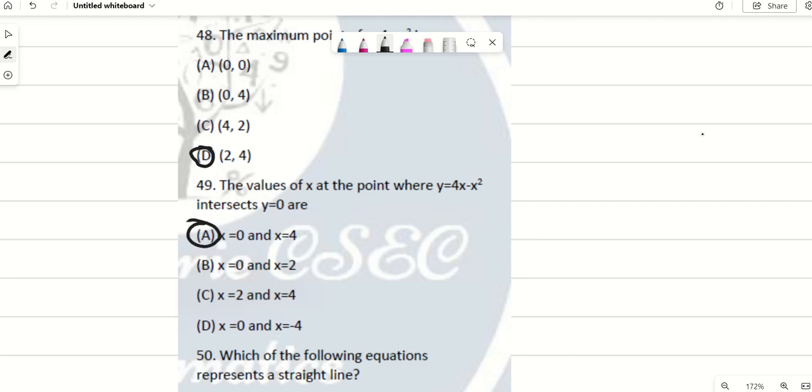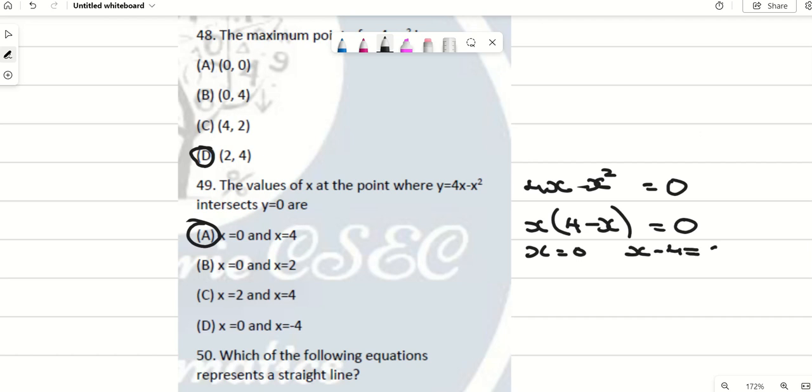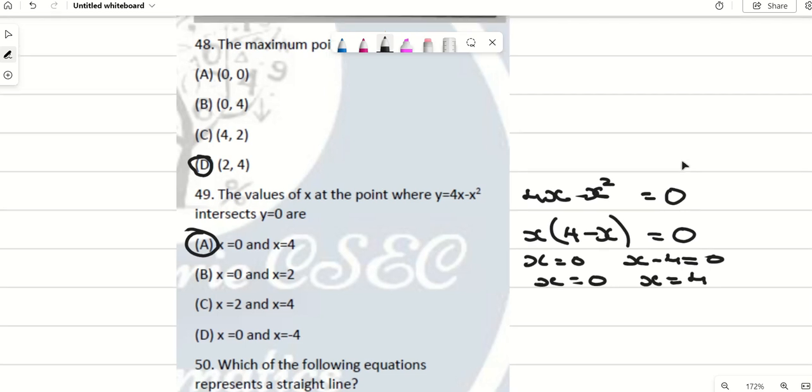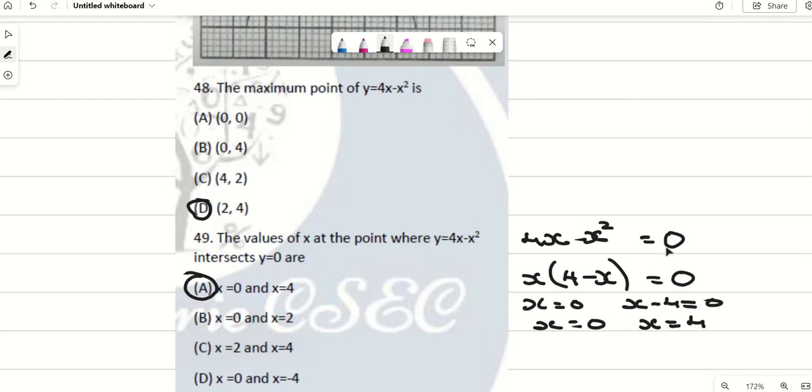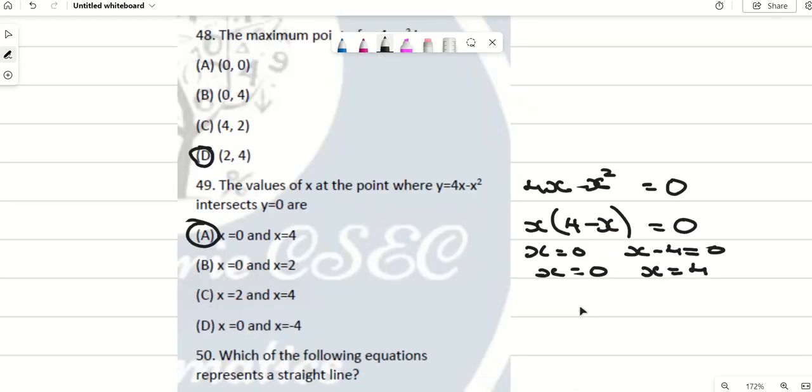Or, if you want, you could say 4x minus x squared is equal to 0. We want to make x the subject, so we have to factorize. We have x(4 minus x) equals 0, and you let each factor be equal to 0. So x is equal to 0, and x minus 4 is equal to 0, so x is equal to positive 4. So my answer would be A. You could use the graph, or you use the equation that is given: you make it equal to 0 and find the values of x.